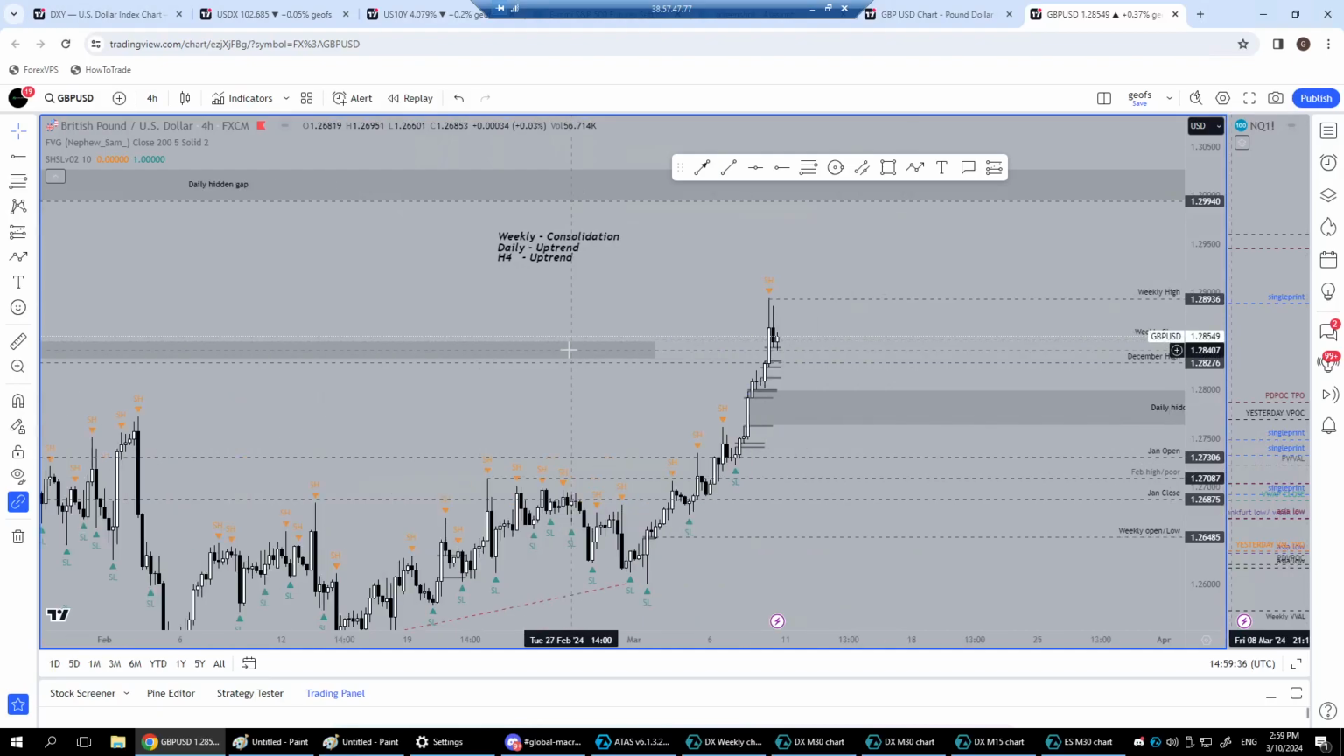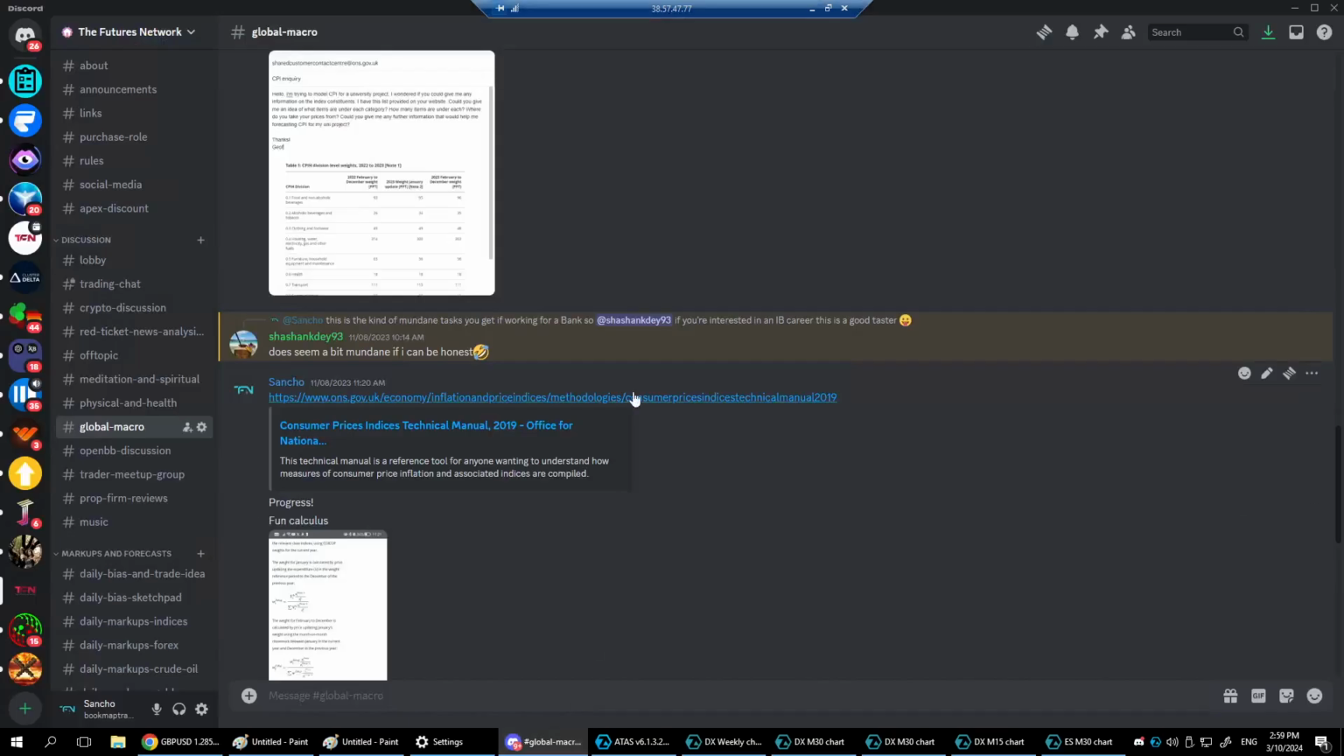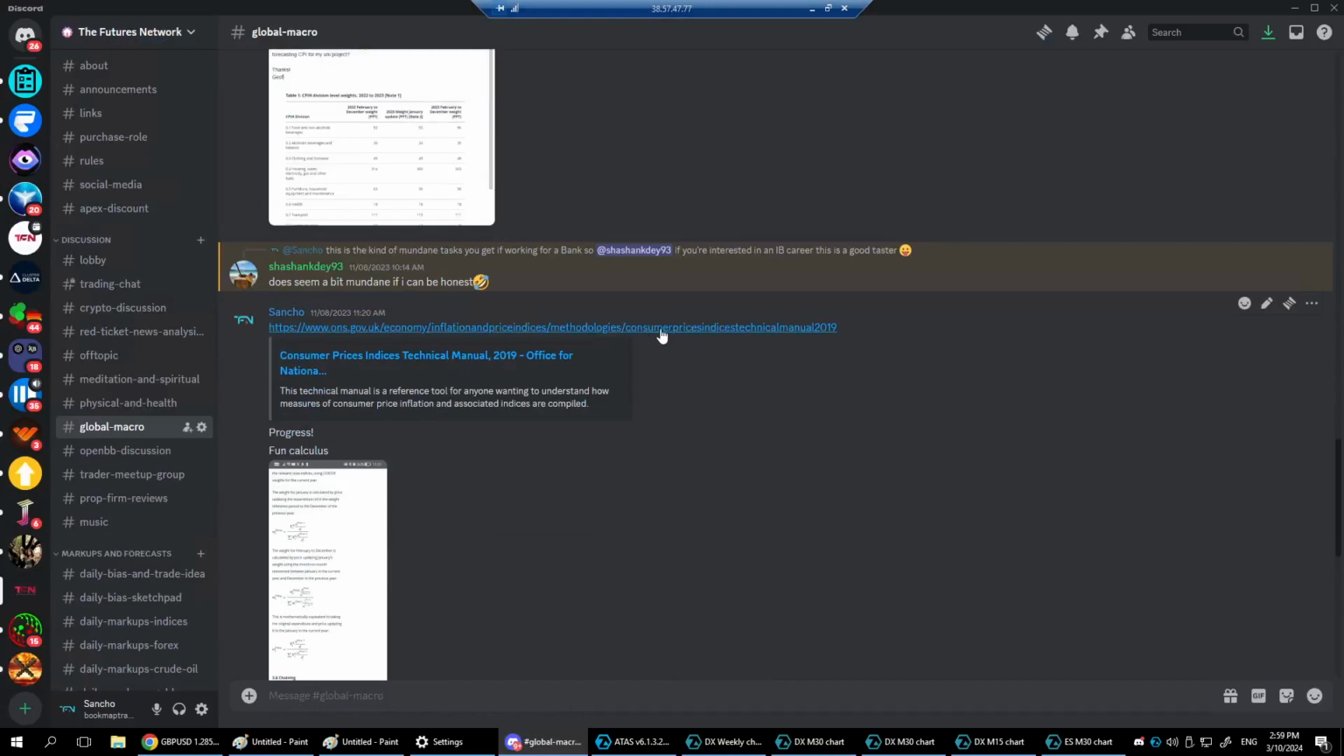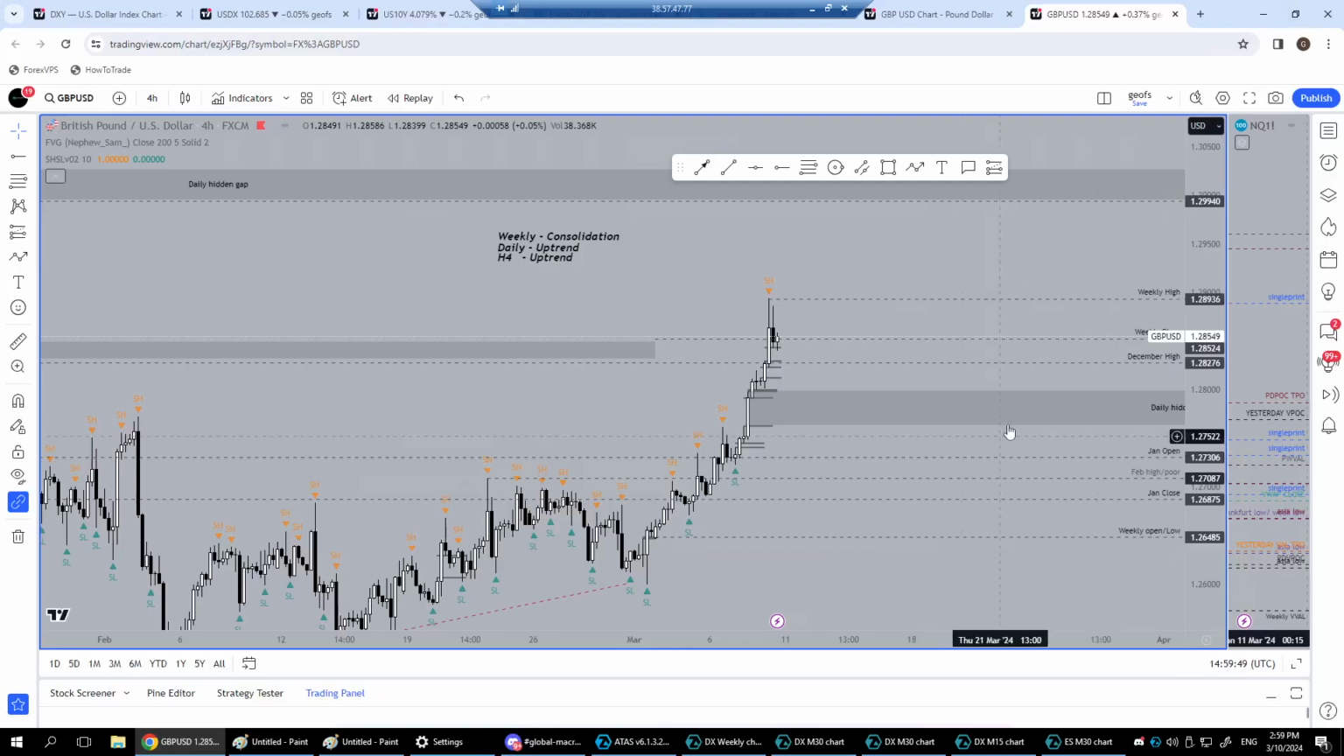But I think ONS have made it extremely difficult. Go ahead and have a look at that manual just for interest, because it's ridiculous. The ONS is the government agency that does all the statistics, like inflation stuff.